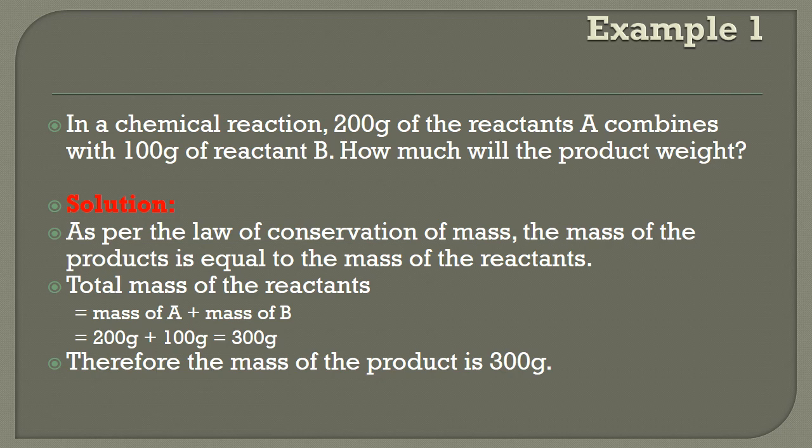According to its solution, as per the law of conservation of mass, the mass of the products is equal to the mass of the reactants. Therefore, the total mass of the reactants is equal to mass of A plus mass of B. That's equal to 200 plus 100 is equal to 300 gram. Finally, the mass of the product is 300 gram.